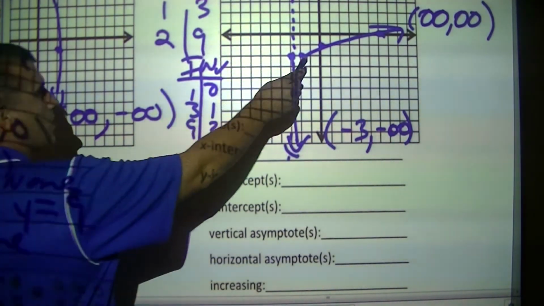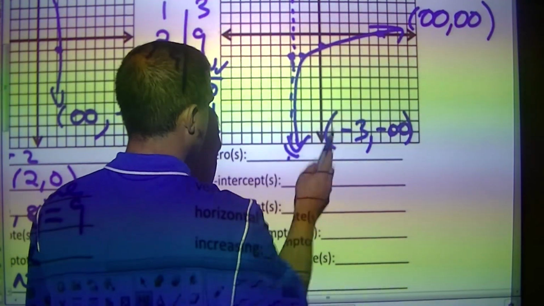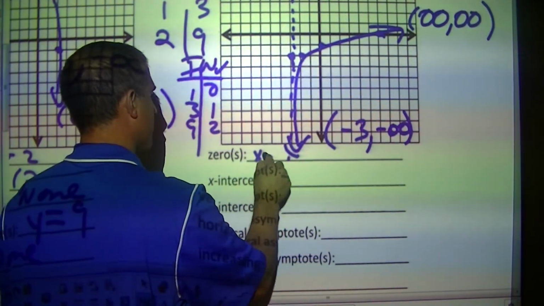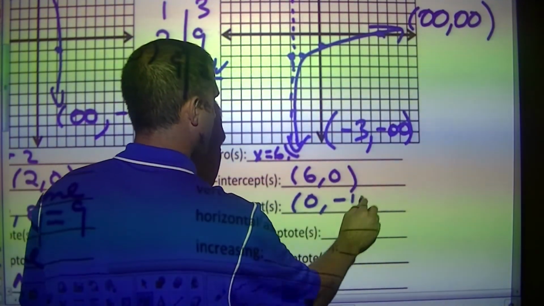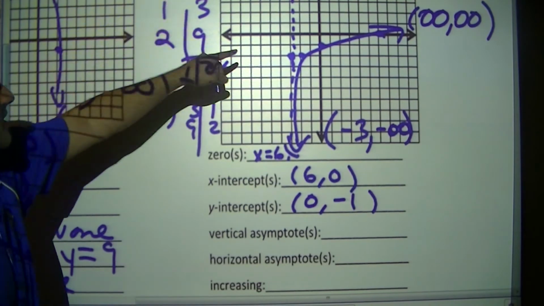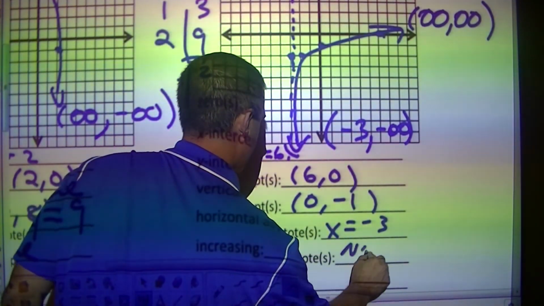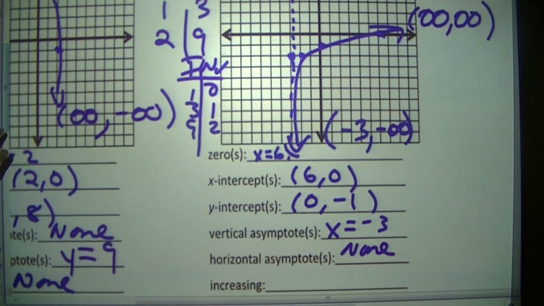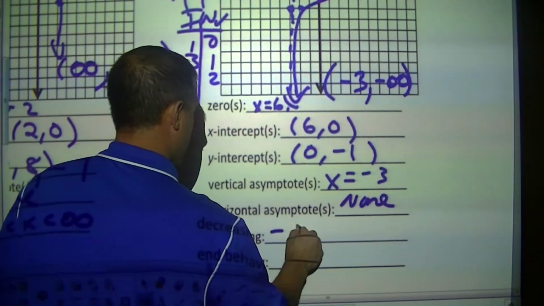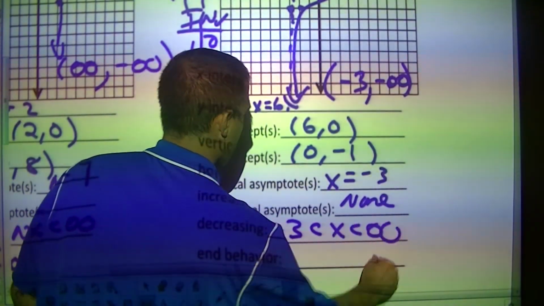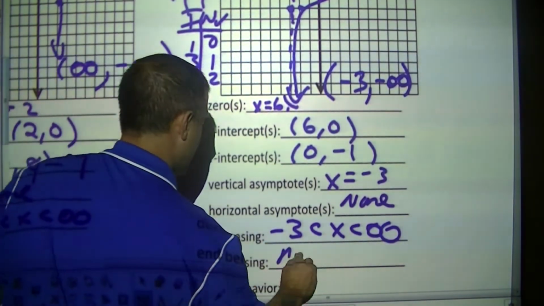So now the zeros. It crosses at 6, so that's going to be x equals 6, the intercept 6, 0. It crosses the y-axis at -1, so 0, -1. The vertical asymptote is at x equals -3. We have none for this. This is increasing completely, from -3 to infinity. The reason we don't go past -3 is the asymptote cuts us off there. It's not decreasing at all.